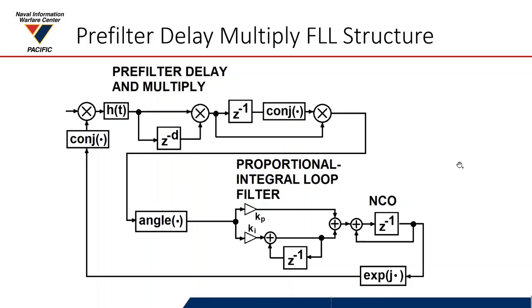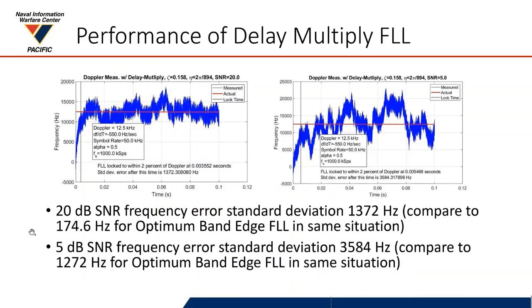The pre-filtered delay multiply FLL structure is very similar to the band edge FLL structure. Here's our pre-filtered delay multiply element, and these parts over here just let us measure the phase change between two adjacent samples. The phase change versus time is frequency, so the rest of this system is very much like the band edge FLL.